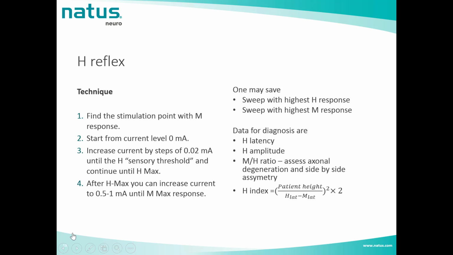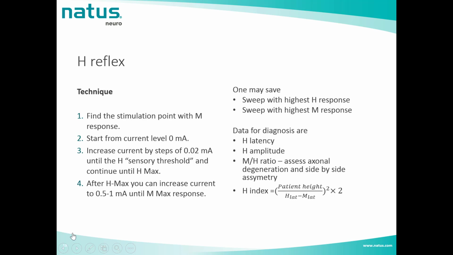The data we will then save for the diagnosis are the H latency for the maximal H response and the maximal H amplitude. We will record the ratio between the M and the H amplitudes, called the MH ratio, that will assess the axonal degeneration and also help visualize side-by-side asymmetry.